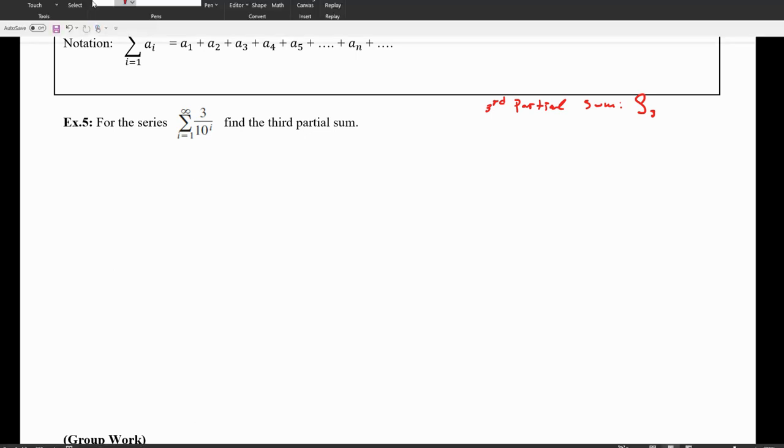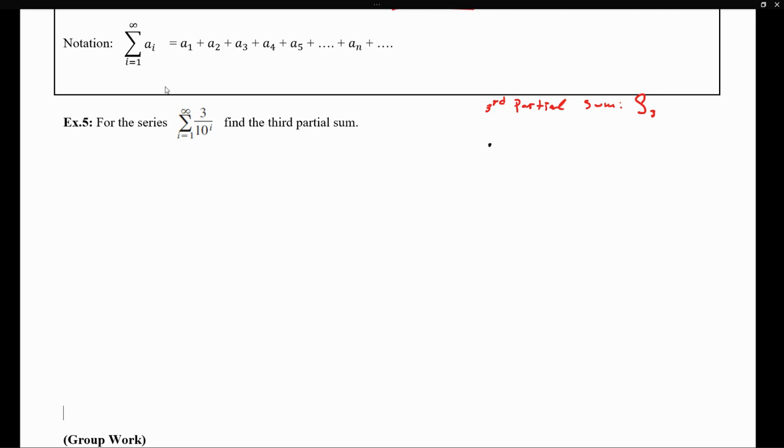And now, let's think about this for a second. The expression 3 over 10 to the i should represent a sequence where my first term is 3 over 10 to the first, my second term is 3 over 10 to the second, my third term is 3 over 10 to the third, my fourth term is 3 over 10 to the fourth, and so on.